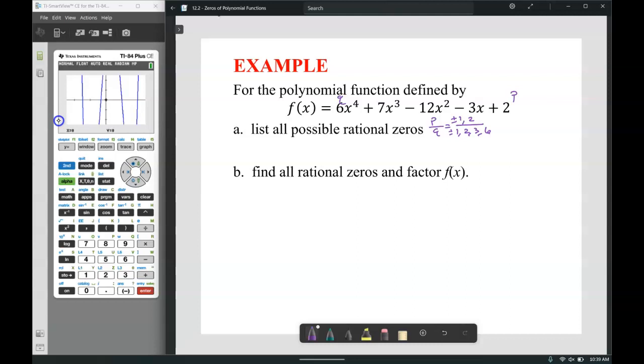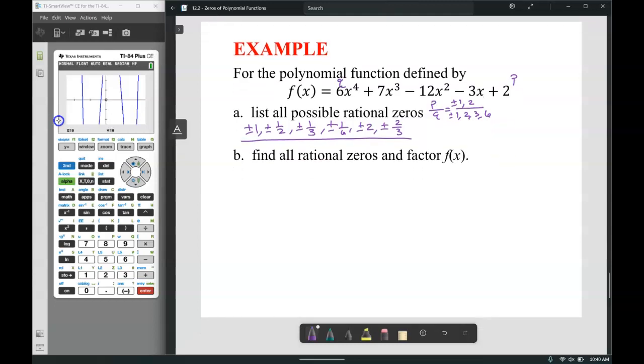So our list of possible rational zeros: positive and negative 1, positive and negative 1/2, positive and negative 1/3, positive and negative 1/6. Then we've got positive and negative 2, positive and negative 2 over 2 is just 1. We've already got that. So then we've got 2/3. And then 2 over 6 gives us 1/3, which we already have. So this is our list of possible rational zeros.